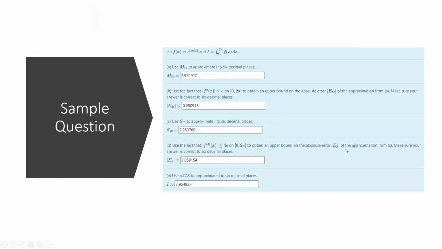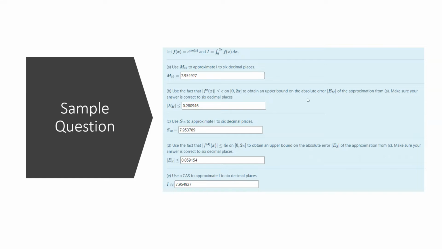Now you can see the sample question. f of x is equal to e to the power of cosine x, and I is equal to the integral of f of x from 0 to 2 pi. In parts A to D, it asks for approximating I by Simpson's rule, which is called S sub n, and also by the midpoint rule, which is called M sub n, where n represents the number of subintervals. It also requires us to find the upper bounds of the error.